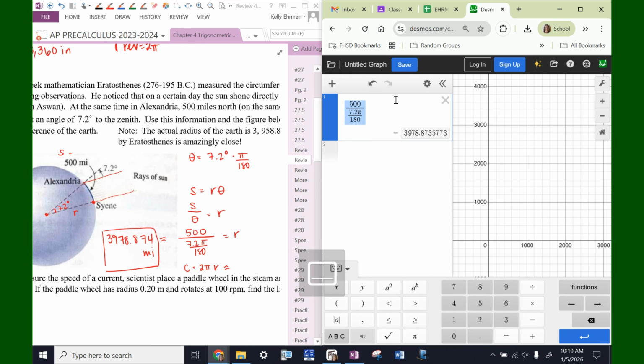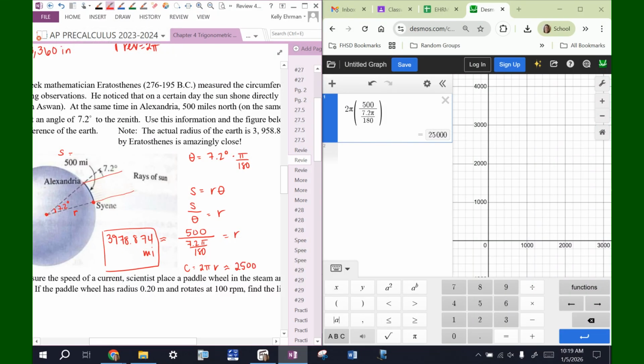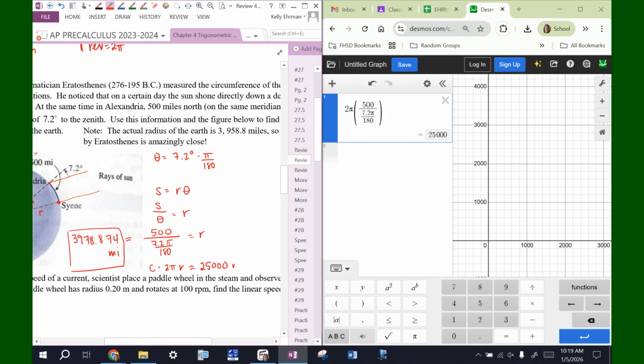Now, I could just say this. I kind of like doing this. I don't know if this is going to work. Oh, yeah. So I highlighted it and hit parentheses, and it did that. Let's just say times 2 pi. Or you could copy that answer down there. And this is pretty cool, right? It came out to an exact number. So that's 25,000. Yep. 25,000. That would still be measured in miles for the circumference of the Earth.